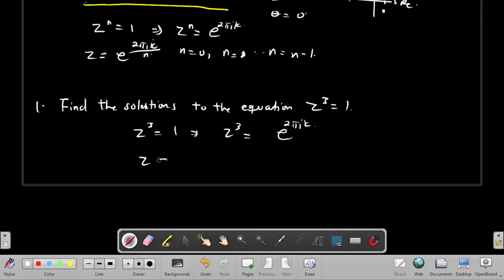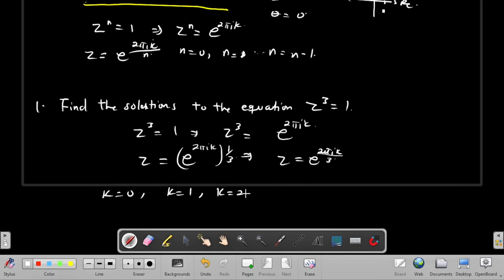Then at this point, z will be equal to e to the power 2 pi i k all to the power 1 over 3, because we take the third root on both sides. So at this point, z is equal to e to the power 2 pi i k over 3. Now comes the roots of this we are talking about. So I'll find when k equals 0, k equals 1, and k is equal to 2, because it's z cubed, as I said, up to n minus 1.